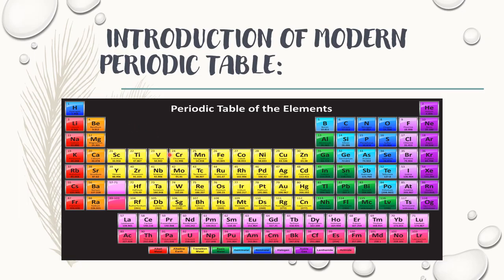This is the modern periodic table and it consists of 18 groups arranged vertically, that is 1, 2, 3, 4, 5, 6, 7, 8, 9, 10, 11, 12, 13, 14, 15, 16, 17, and 18. 18 groups and 7 periods, that is 1, 2, 3, 4, 5, 6, and 7. The elements 1 to 95 occur naturally, whereas the elements 95 to 118 are prepared in the laboratory. This is the basic overview of the modern periodic table.